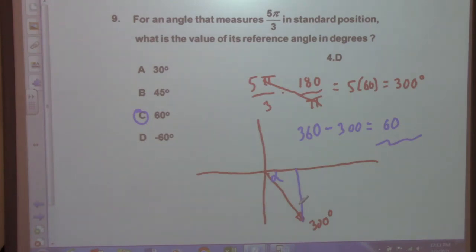In radians, your answer is going to be pi over 3. And then 60 is the figure. Wait a minute. Oh, 60, how about 60?